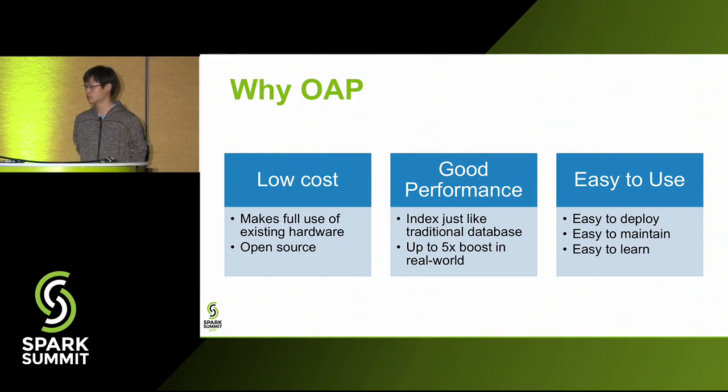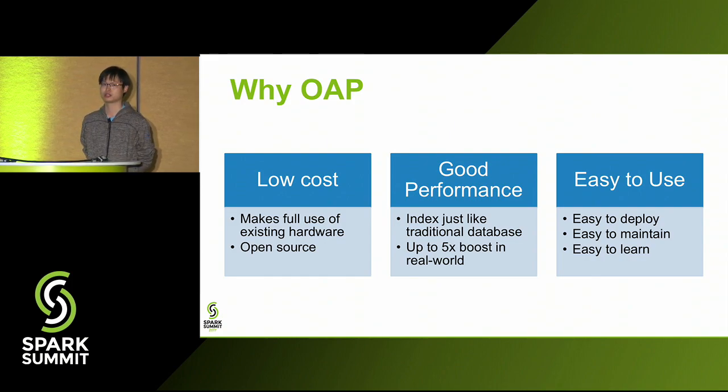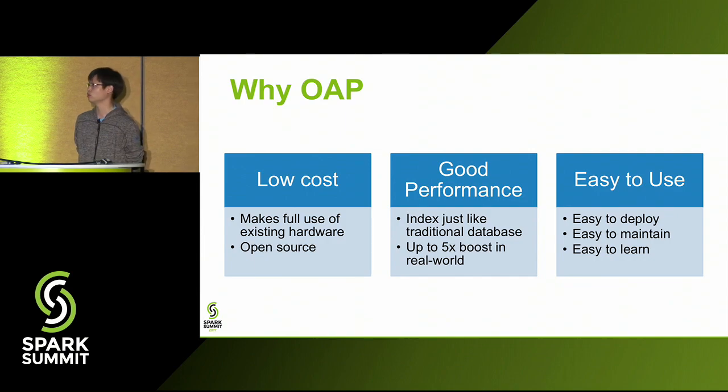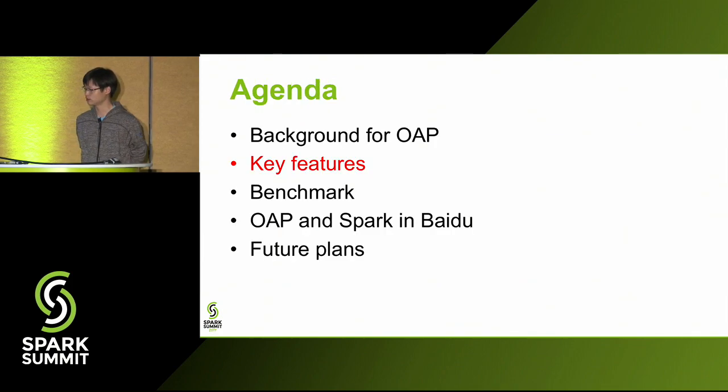We also have good performance since we are adopting traditional database indexing like B-tree and bitmap, and we can see a 5 times boost compared to the original Spark. Since it's as easy as a Spark package, it's easy to deploy and maintain. And the queries are just the same as the old ones. The system would automatically see if we can benefit from the existing indexes and do those things transparently to developers. So it's also very easy to use.